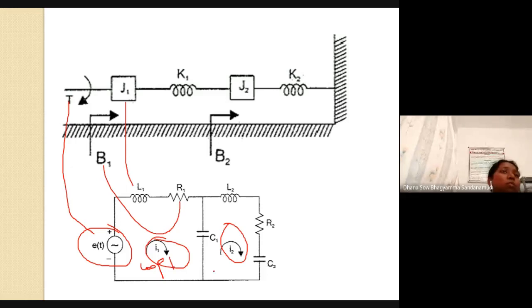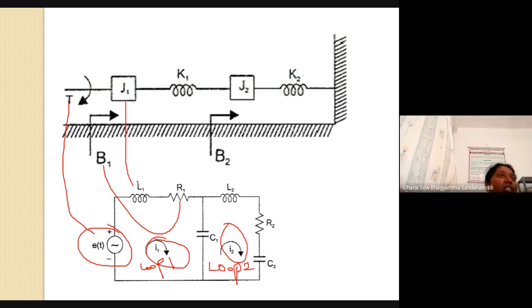Loop 1, two nodes are there. So there will be two loops, loop 1 and loop 2. Okay. So torque is analogous to voltage. You just draw the voltage source. And next, J is analogous to L, B is analogous to R.